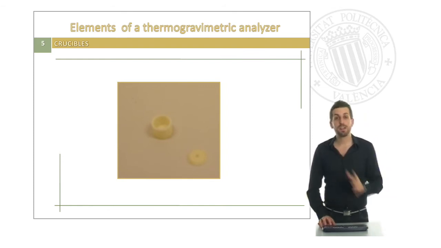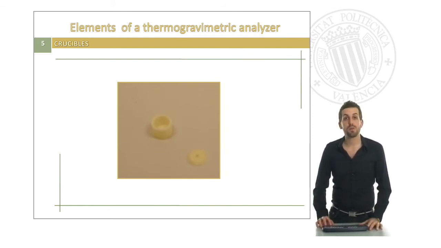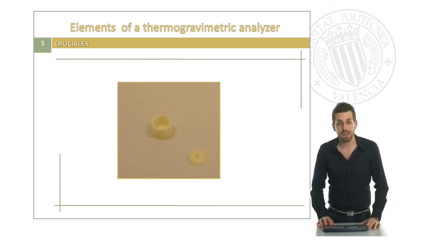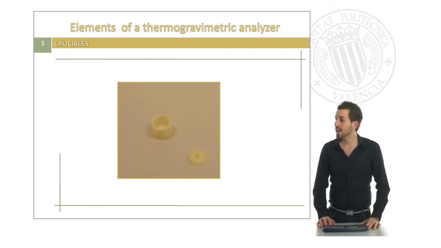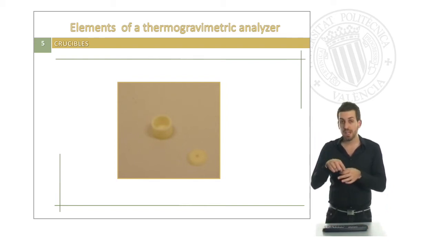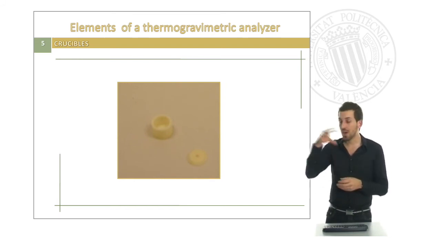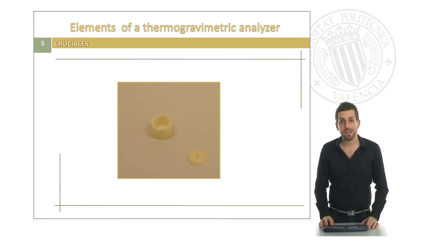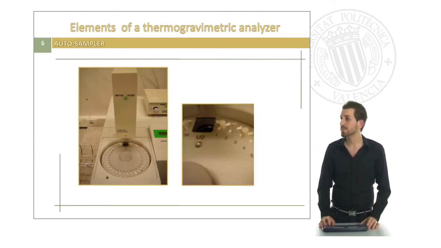Then, those are the crucibles that we use for our experiment analysis. They are made of alumina, which is a ceramic. They have a lid, which is pierced, in order to let the gases that can be produced go out without increasing the volume inside the crucible.